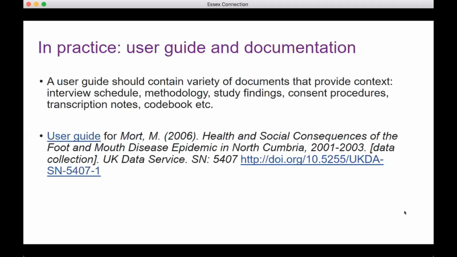Okay, next I wanted to include information about a user guide because I mentioned it earlier. I'll give you an example as well. A user guide can contain any project specific information that would be needed to understand the data, such as the interview schedule, methodology, study findings, consent procedures, transcription notes, code book, etc. Of course, because you will have access to the slides, I included a very good example here for you to have a look at.